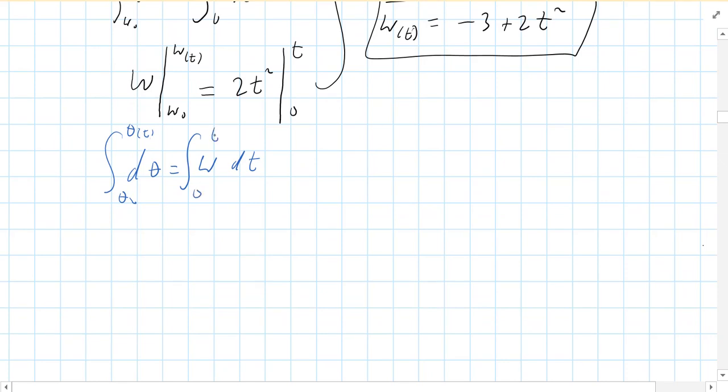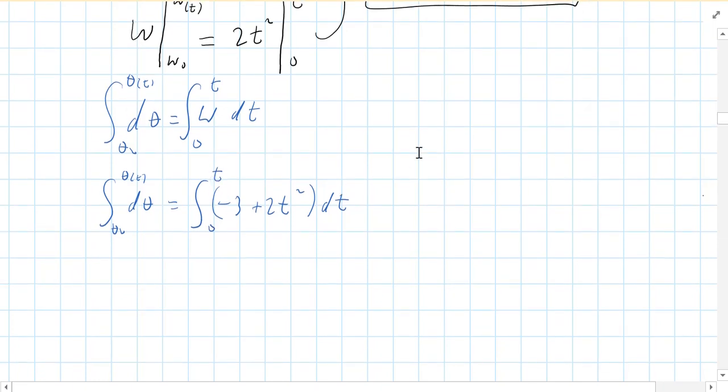Time will go from 0 to t again, okay? So I'll go ahead and plug in my expression for omega, which is -3 plus 2t squared. We're going to times that by dt, and we're going from 0 to t. On the left side, this just becomes theta, and I have to evaluate that from theta naught to some time later.